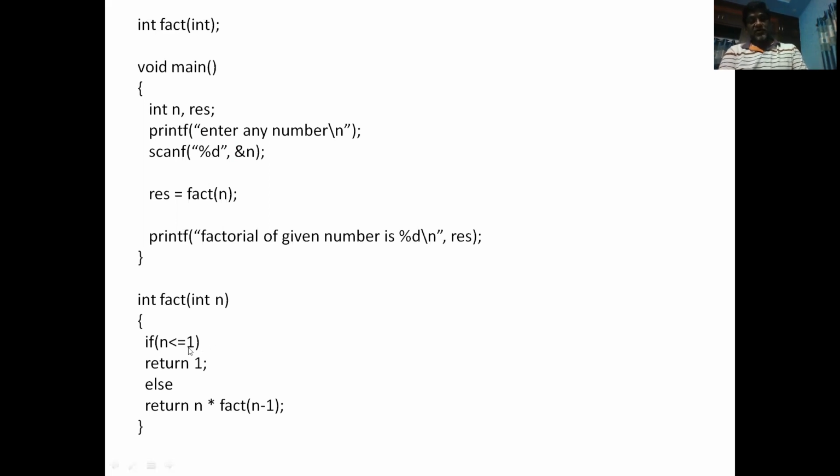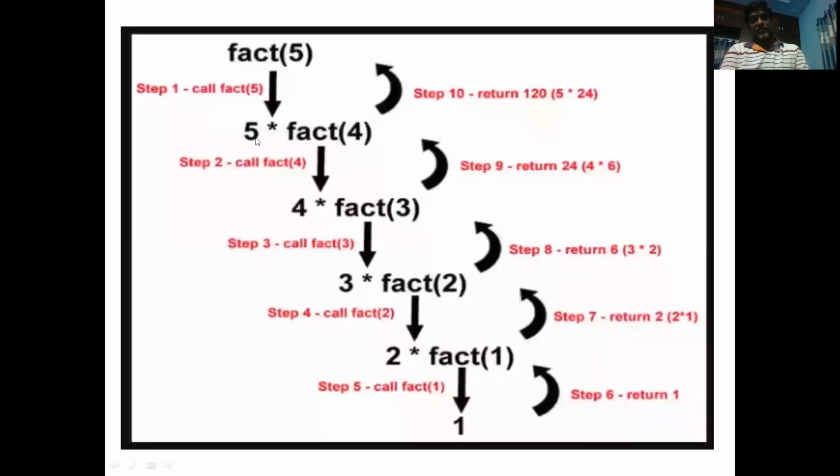If this condition is false, then the control comes over here. That means it enters into the else part, returning n into fact of n minus 1. That is 5 into fact of 5 minus 1, that is going to be 5 into fact of 4. So now if you observe, this is again a function call for fact of 4. Similarly, it returns 4 into fact of 3 for this.